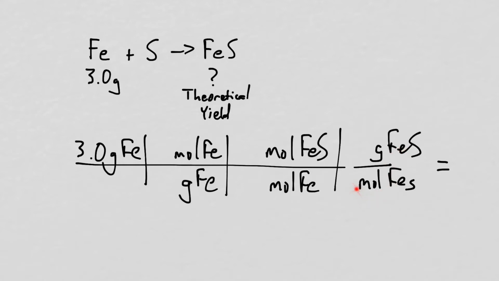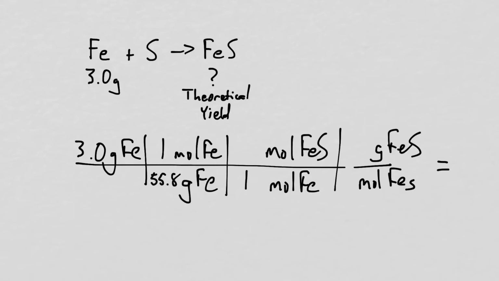Now, we have two types of conversions, our mole to gram conversions here, and then we have just our mole to mole conversions right here. Well, those are pretty easy to do, so let's plug those numbers in here and see what we get. So the 55.8 grams comes from the molar mass of iron off of the periodic table, and we always have 1 mole of iron being 55.8 grams.